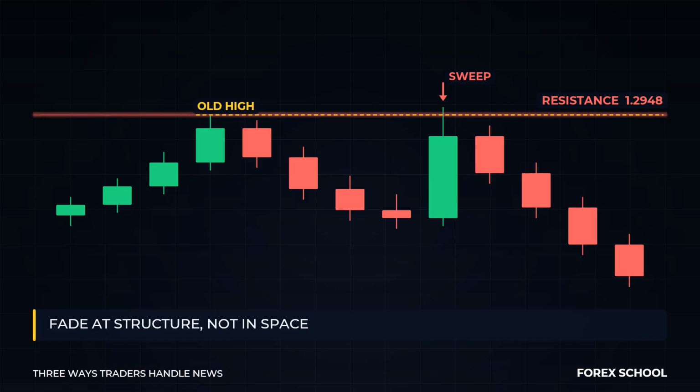Watch the follow-through. Sellers press candle after candle, break the pre-news low at 128.62, the BOS, and the move finishes at 128.26. The news provided the fuel. Structure provided the location.